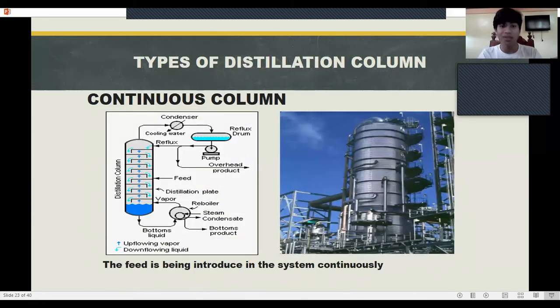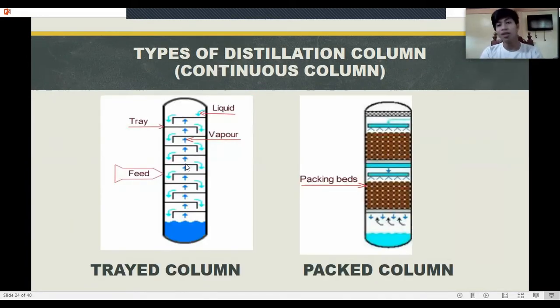Next is the continuous column. The feed is introduced into the system continuously, meaning no interruptions occur in the process unless there is a problem with the column or the surrounding process. Continuous columns can be further classified into two types, the tray column and the packed column. The tray column has trays, as you can see in this photo, and the packed column has packing beds, as you can see here.